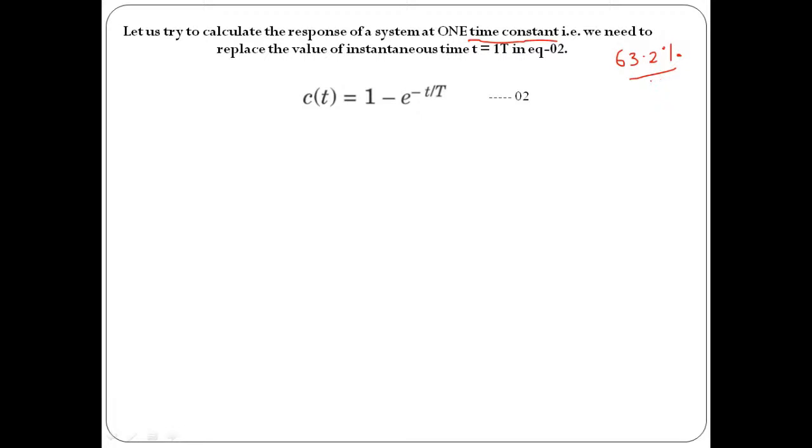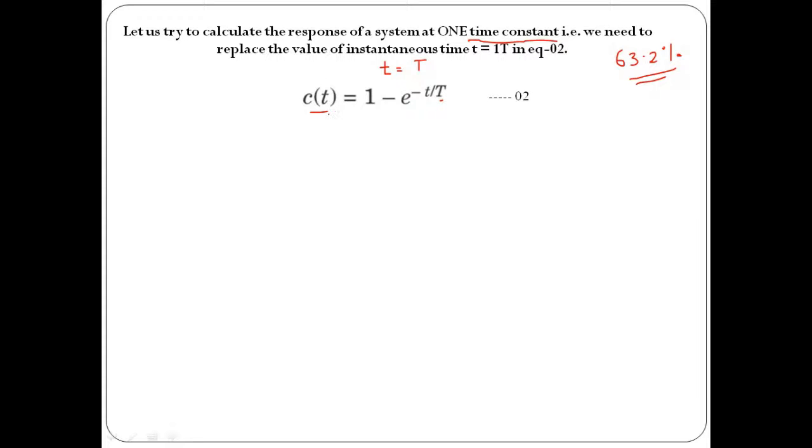That is called the time constant. Now, why is this 63.2%? Why not any other value? That we are going to learn over here. Now see here, in this case, let us consider that this capital T is nothing but a time constant, and we are trying to find out the response of this particular system at one time constant. That means we need to replace this small t by capital T.